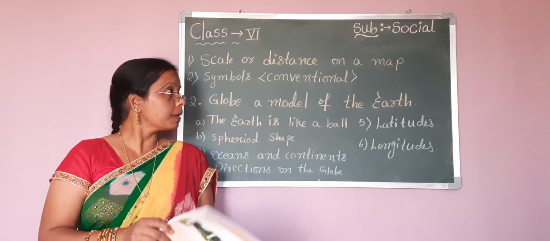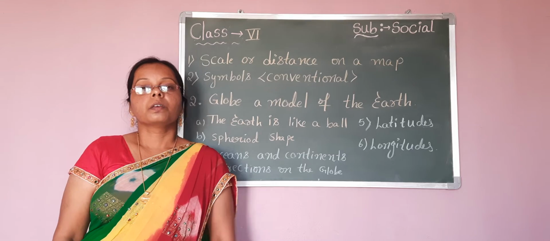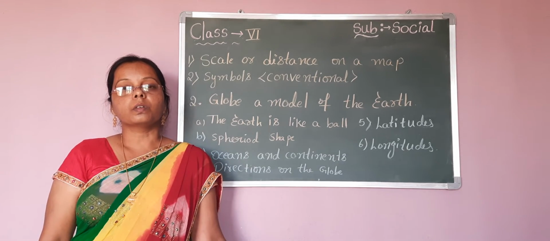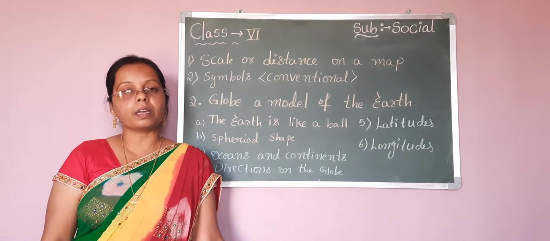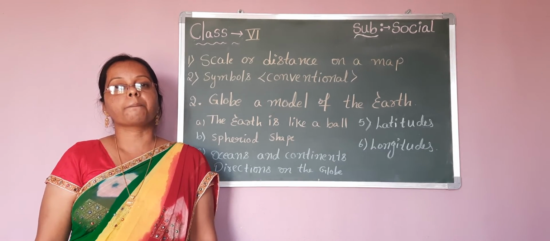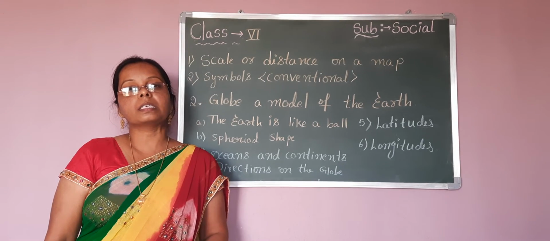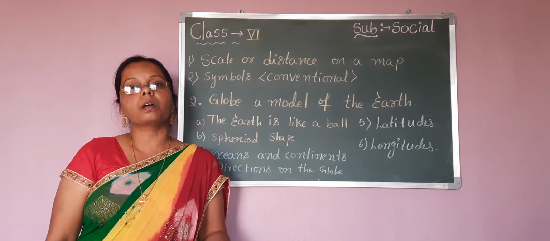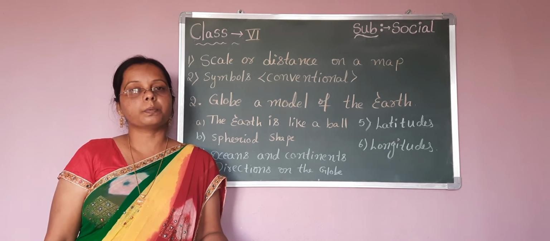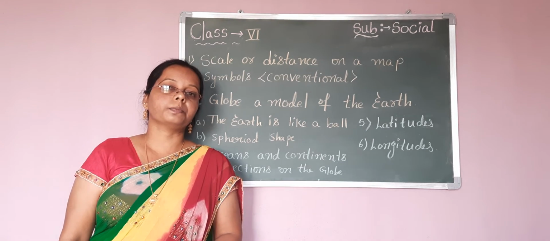Next topic is symbols. Children, you saw various maps in your school. Those may be physical maps, political maps, historical maps. On those maps you could not see the real picture, because it is highly impossible to draw things like offices, markets, schools. So how are they shown there? With the help of symbols.